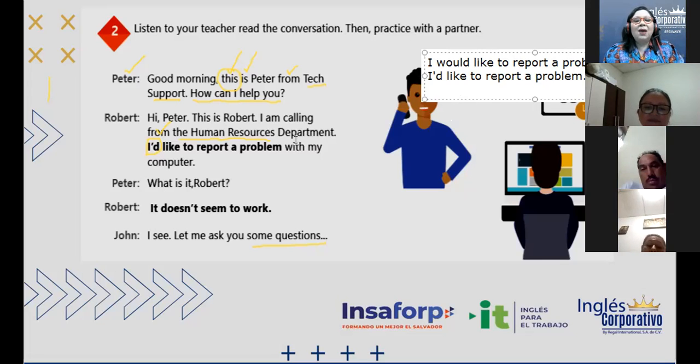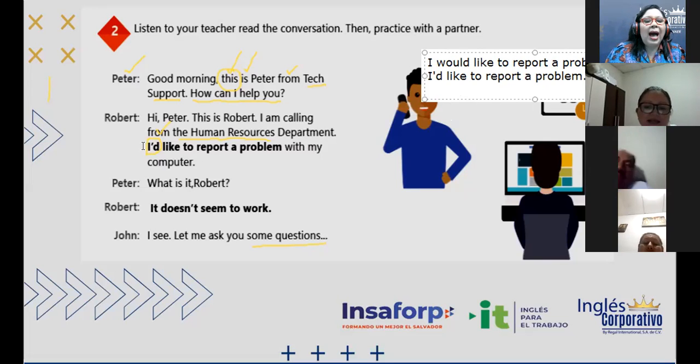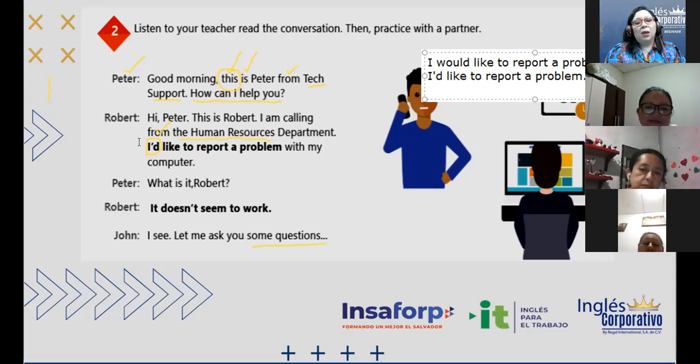Very good. Y ahora decimos con qué tenemos el problema o cómo es el problema o cuál es el problema, ¿verdad? I'd like to report a problem with my computer. With my computer. Ahora digámoslo completo. I'd like to report a problem with my computer. Okay. Y tenemos esta pregunta.